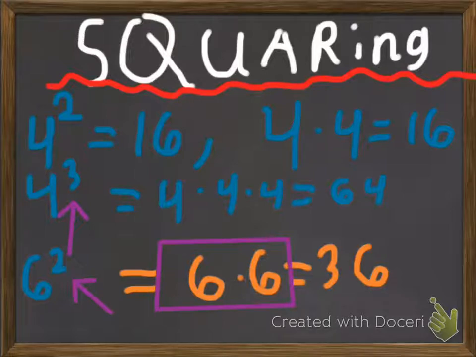So now another example would be 6 to the second power. Because the exponent is 2, it would be 2 6s. 6 times 6 equals 36.